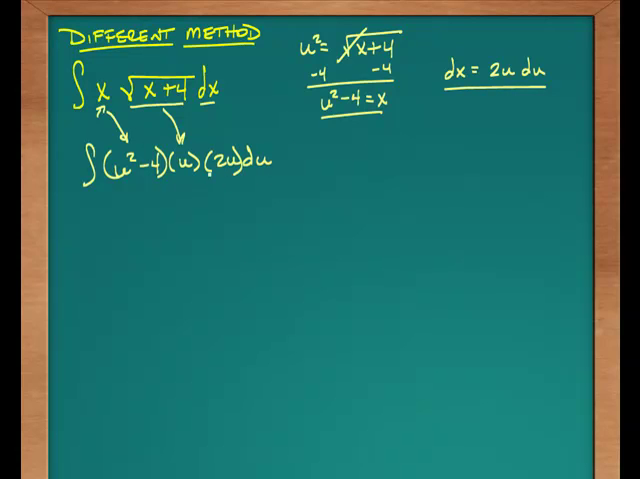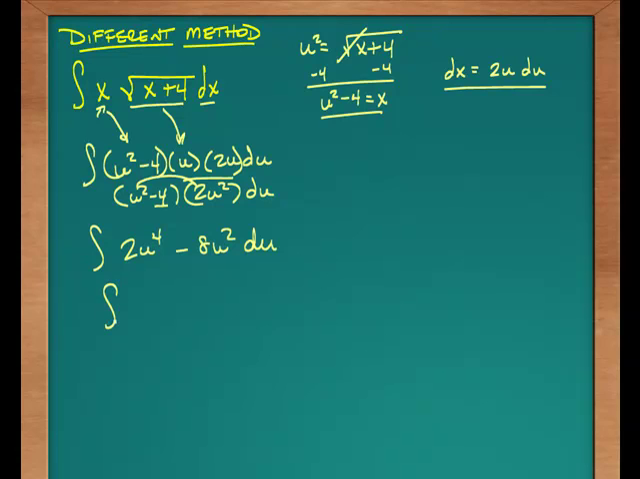Now if I just rewrite this, 2u times u is 2u squared, and then I have a u squared minus 4 factor here. So what I'm really integrating is distributing. 2u squared times u squared is 2u to the 4th, and then a minus 4 times 2u squared gives me minus 8u squared, and my du. And then integrating, I can see that I have u to the 4th, integrating u to the 4th, I get u to the 5th over 5, and here's that 2.